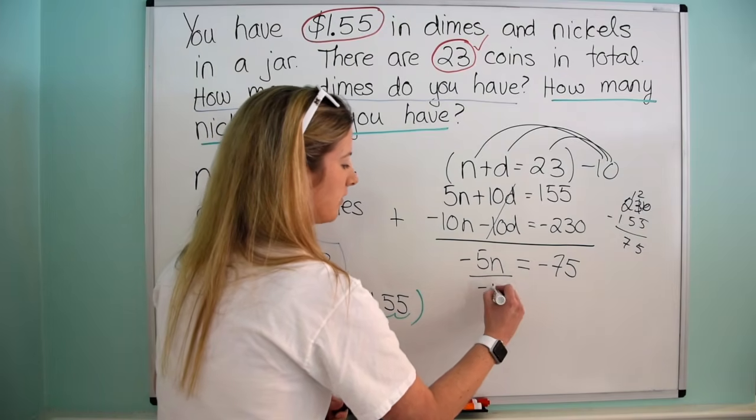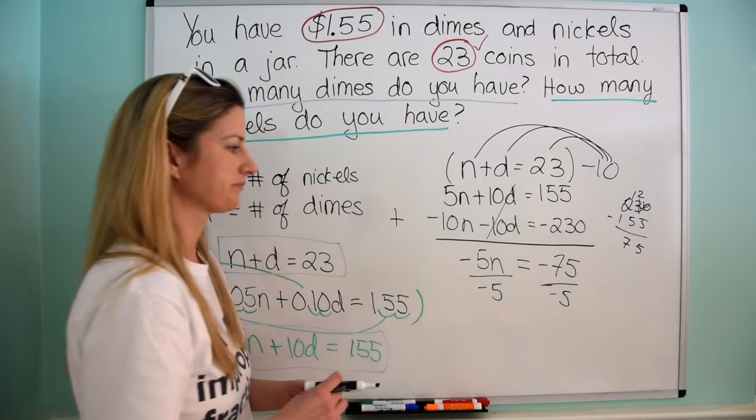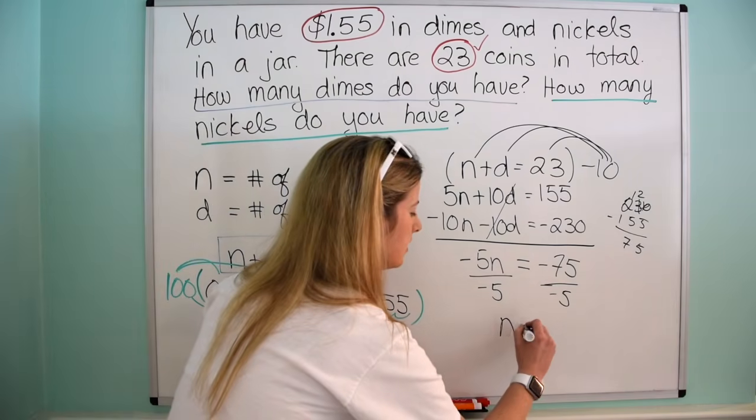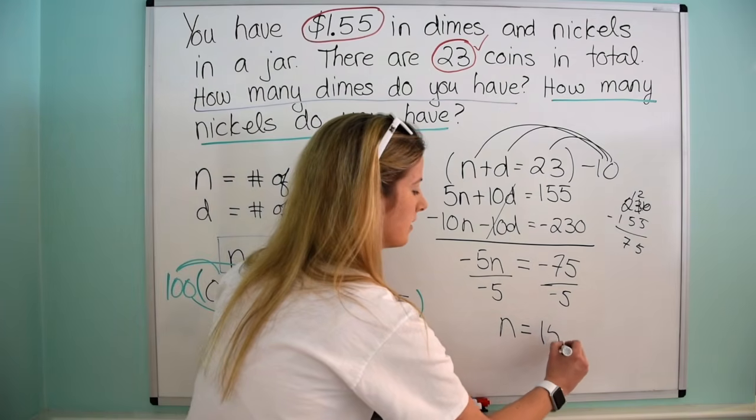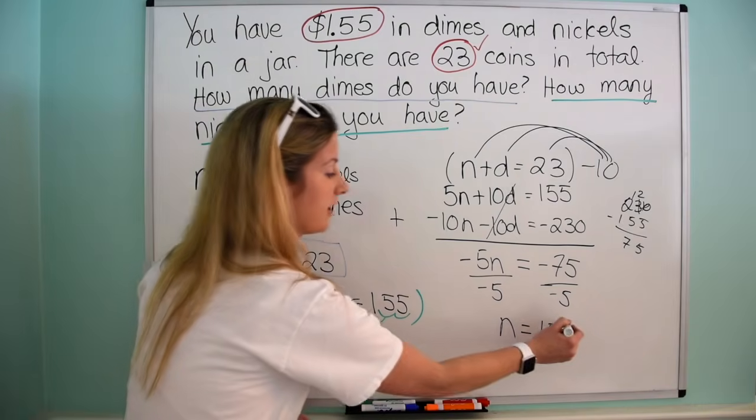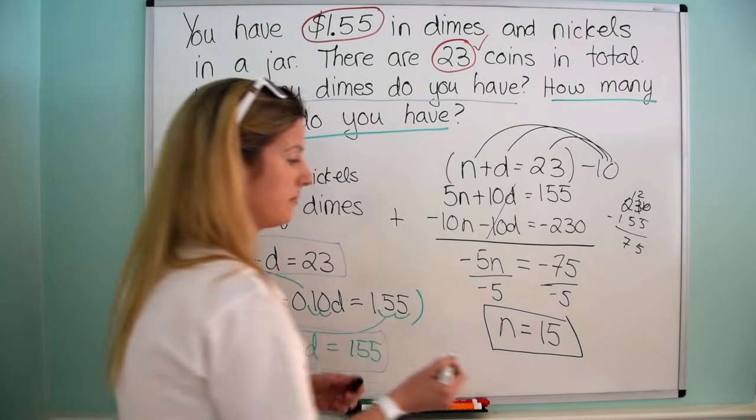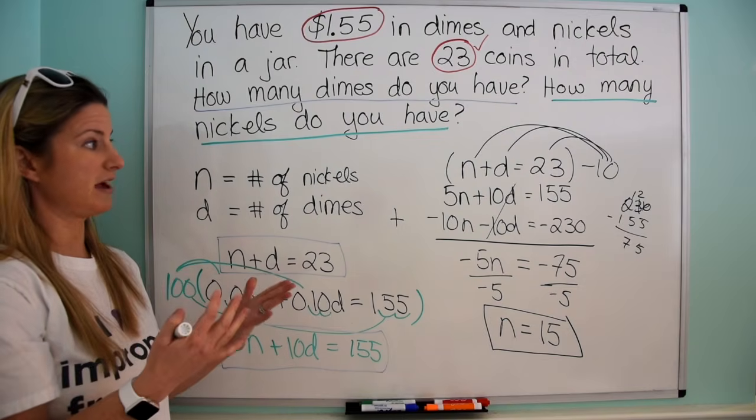So we're just going to divide by -5. Divide by -5. So then n is going to equal what? 15? Okay, so n equals 15. There you go. All right, so now I know the number of nickels that I have is 15, and now I want to find the number of dimes.